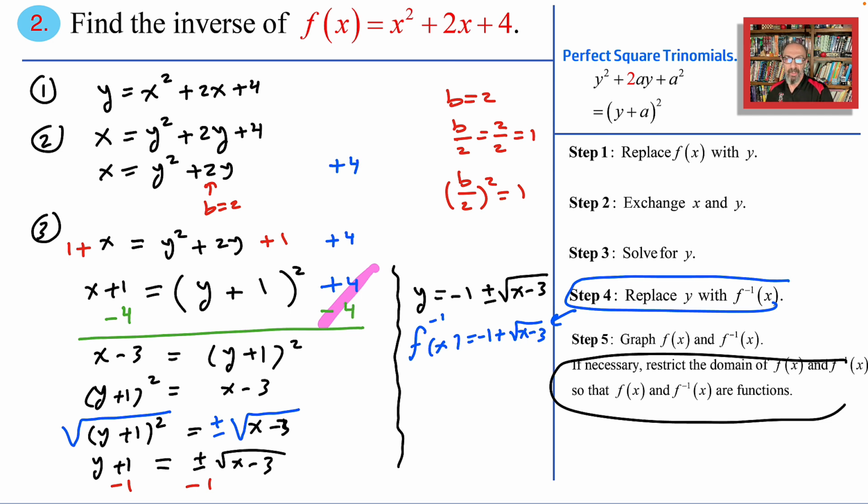Let me support that graphically and show you exactly what's going on with the quadratic equation given to me and the inverse that has a square root.